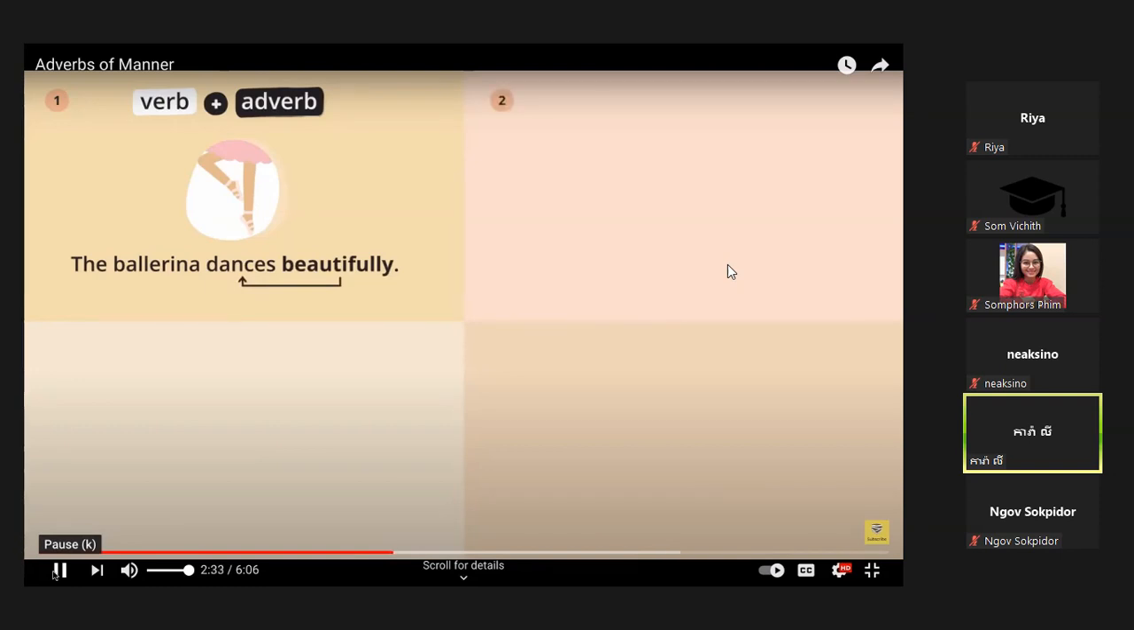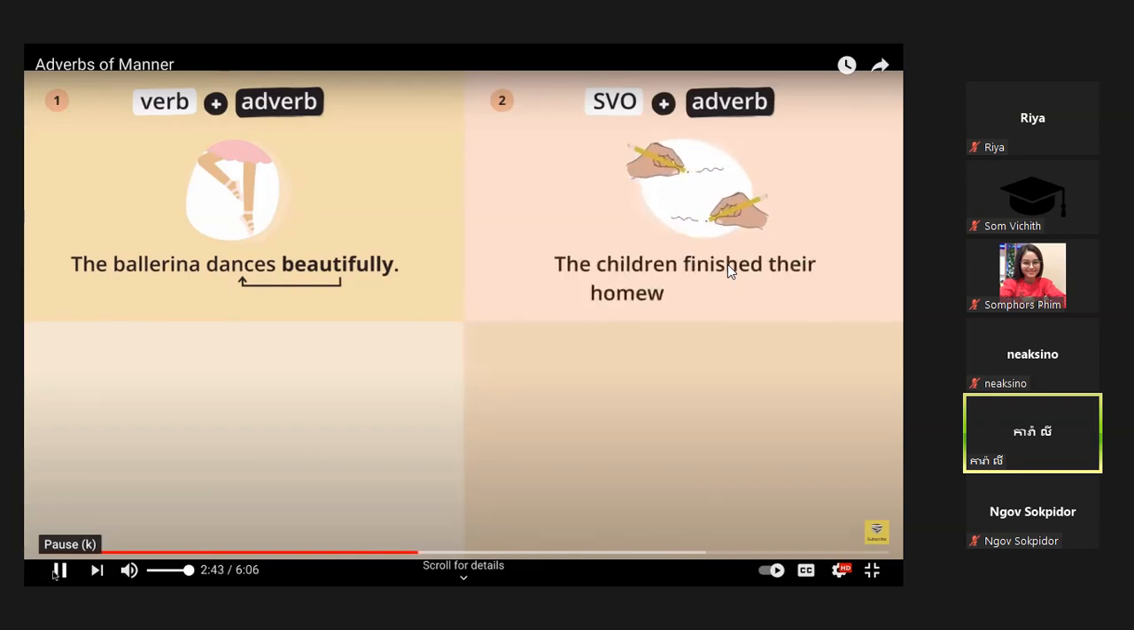The second pattern is subject, verb, object plus adverb. For example, in the sentence, the children finished their homework quietly. The adverb quietly comes after the object, homework. Quietly describes how the children finished their homework.